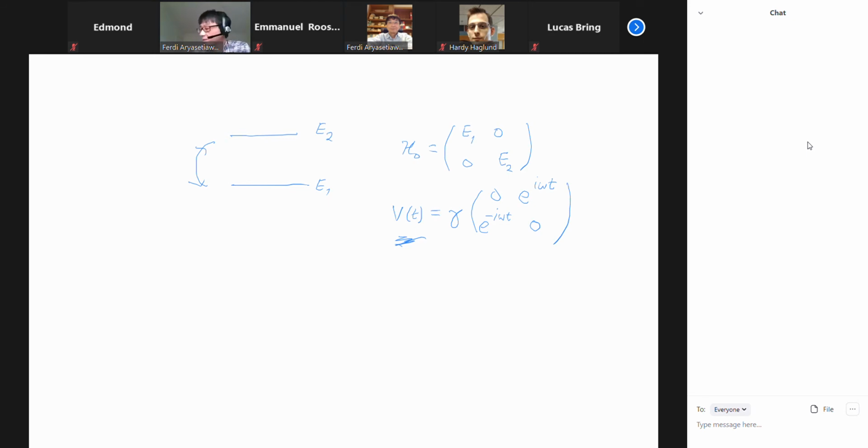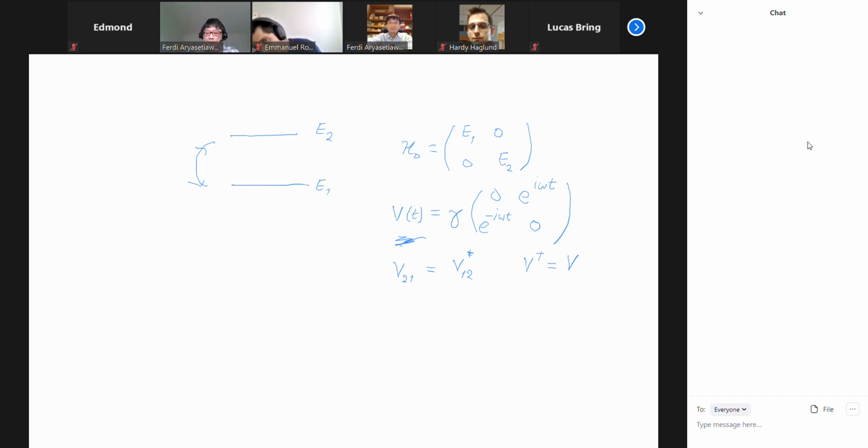Okay, so let's continue with this two-level problem. We want to solve this exactly. So we have this perturbing field. This is of course Hermitian, because we can see that we take the matrix elements, 1 2, that is just the same as 2 1 complex conjugate. So that means that it's Hermitian.